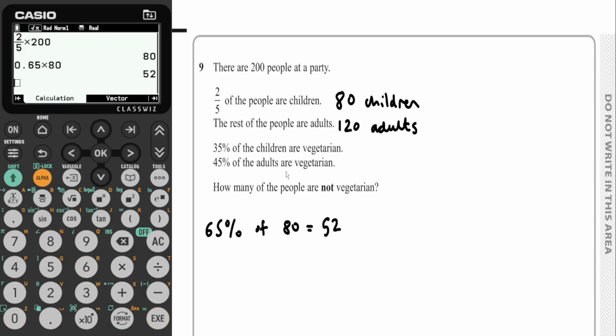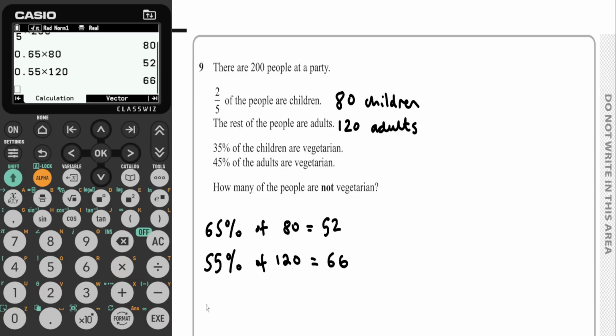If 45% of the adults are vegetarian, that means 55% of the 120 adults will be not vegetarian. So we have 0.55 times 120, which is 66. So therefore, not vegetarian equals 52 plus 66, which is 118.